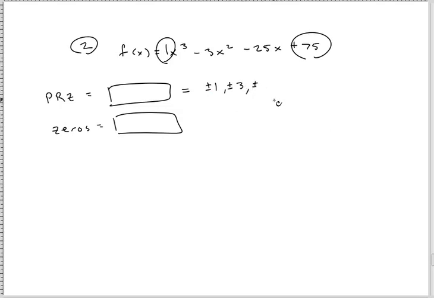75 does not have a 4. Does 75 have a 5? It does. It's a 15. Does 75 have a 6? Nope. Does 75 have a 7? No. Does 75 have an 8? 9? 10? 11? I'm just going through my calculator here. I know that it's silly to do that.